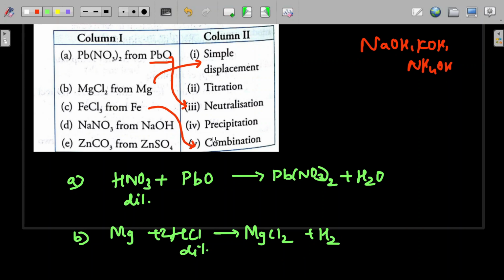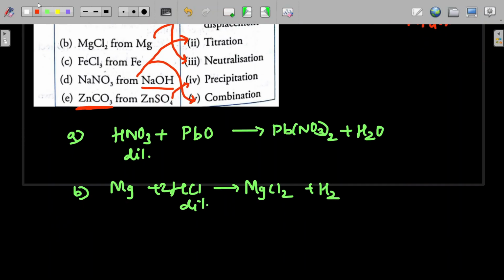FeCl3 is combination. NaNO3 from NaOH: NaOH is a soluble base, so you can match it with titration. And what is left, the last one, automatically precipitation. Carbonates of zinc and lead, I told you, are precipitates. Zinc sulfate they have already given. If they ask you to write the equation, zinc sulfate should be soluble, and then you want to get zinc carbonate.